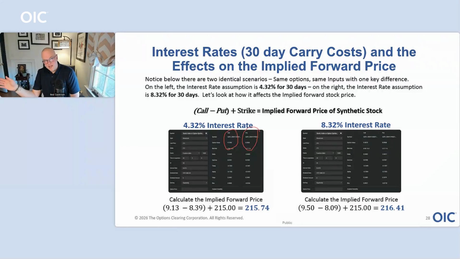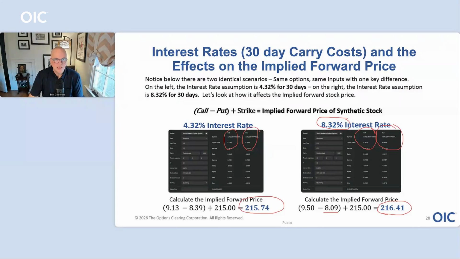Now, if you shift over to the right-hand side and think about the fact that all we have done is change the interest rate to 8.32%, and it's still the same 215 calls and 215 puts, what you end up with is 9.50 minus 8.09, again plus the strike price. Everything else is exactly the same, and what we have now is a forward price that is completely different from our previous forward price. The only difference here, over the course of a 30-day option, is the interest rate assumption.